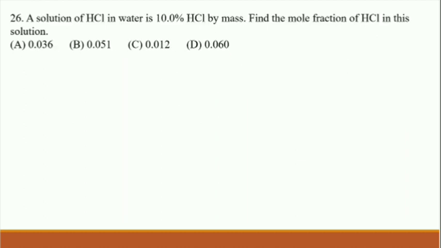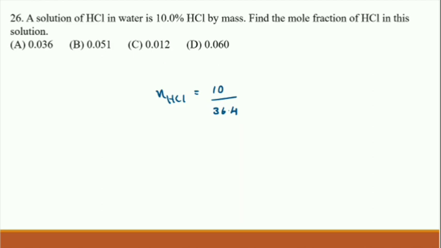Sixth question: a solution of HCl in water is 10% HCl by mass. Find the mole fraction of HCl in the given solution. The options are 0.036, 0.051, 0.012, 0.060. So for mole fraction, we need the number of moles of HCl. Given 10% HCl by mass, 10 by 36.4 is the number of moles of HCl.